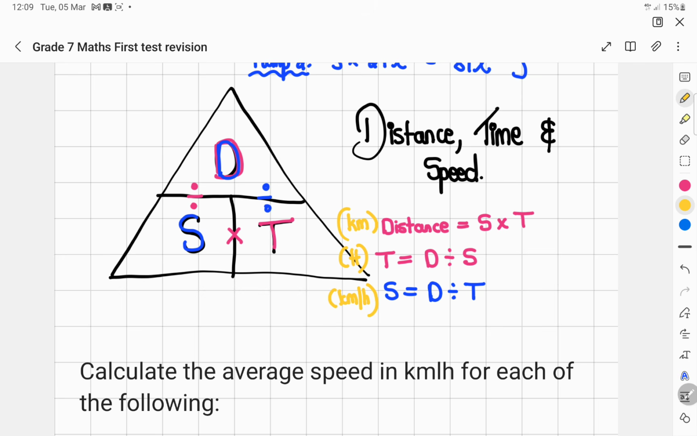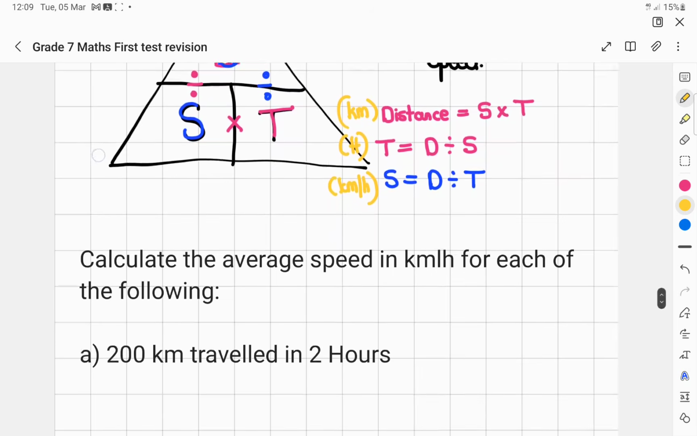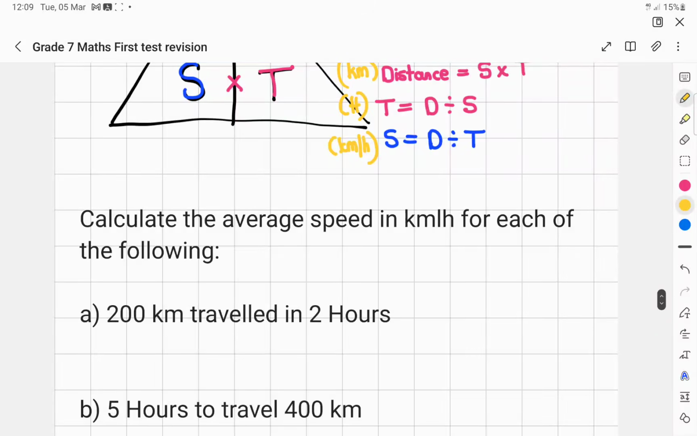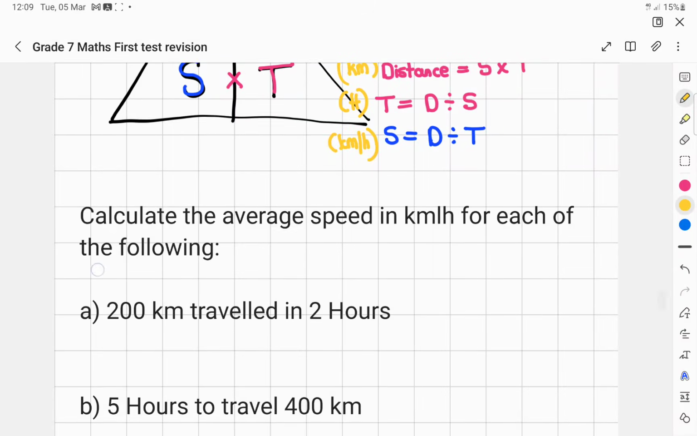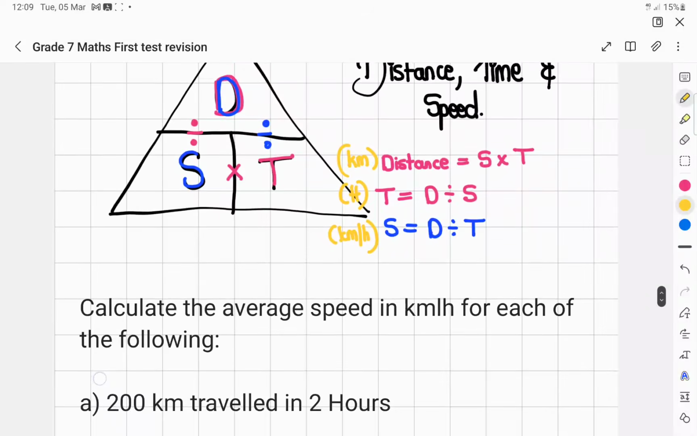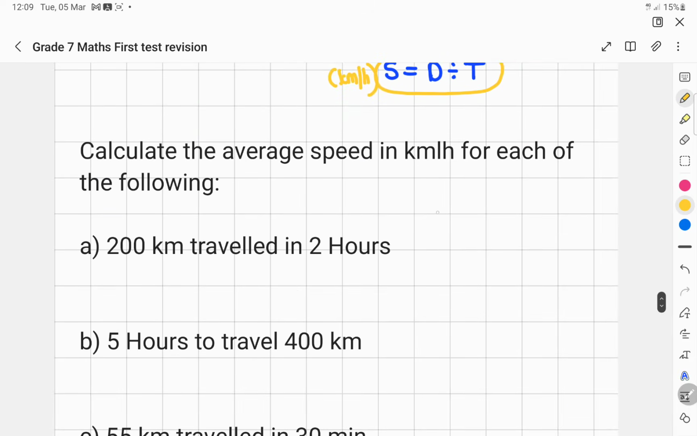So distance, time, and speed all come together, and these are the formulas of how to know what to divide with what when working out a certain one of these, either the distance, the time, or the speed. So now they say to you, calculate the average speed in kilometers per hour for each of the following. So speed, if you look at speed, it's this one. And then I'm going to write it down. Speed is equal to distance divided by time.